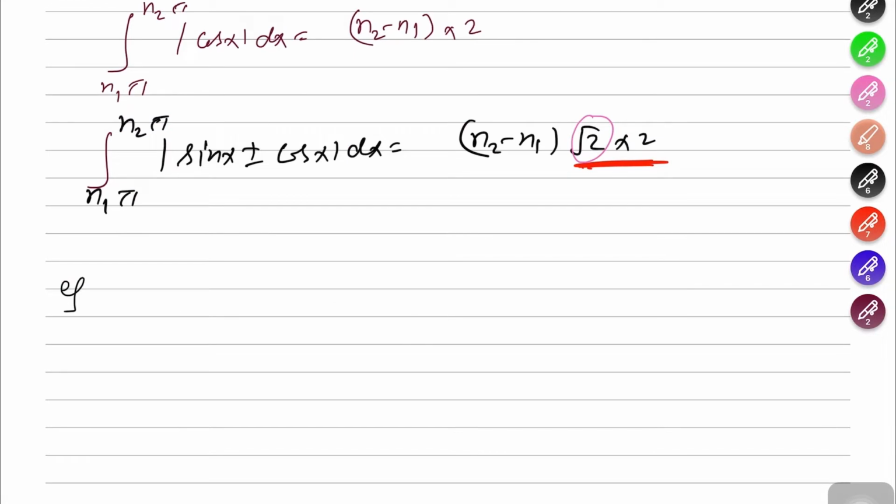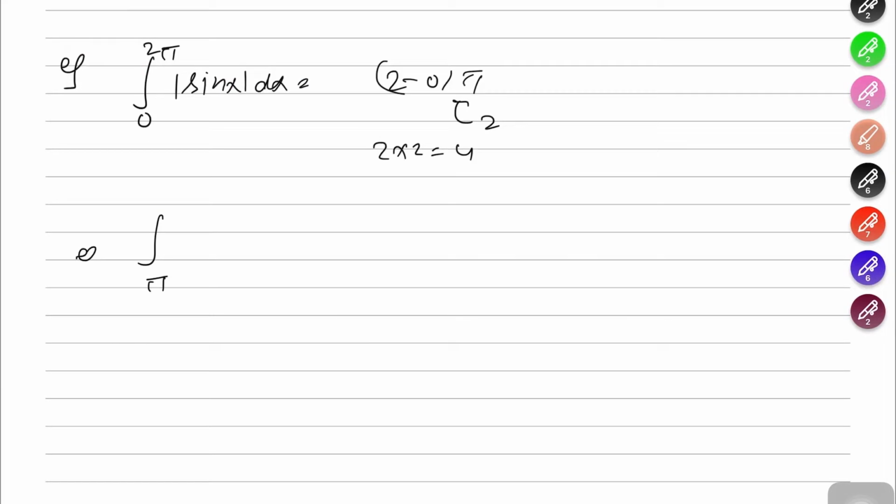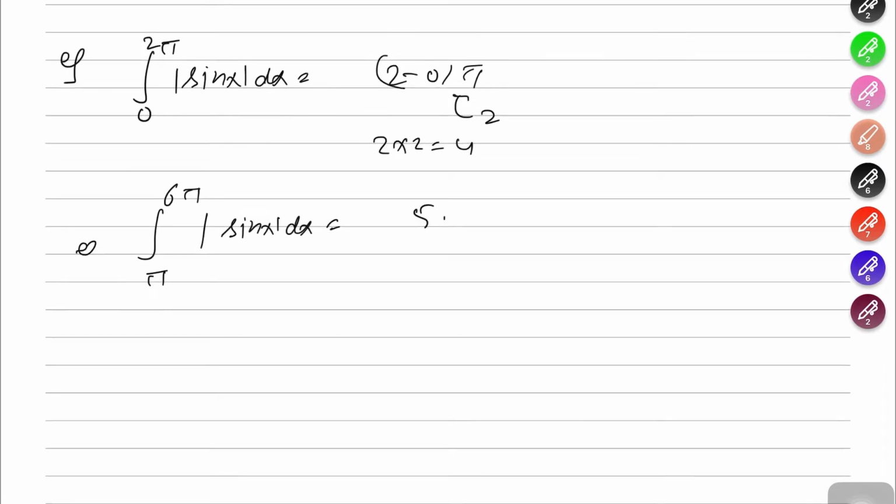Okay, so let's say we have 0 to 2 pi of mod sin x dx. That is 2 minus 0, and this pi represents 2, so that means 2 into 2, which is equal to 4. Let's take one more example. Suppose pi to 6 pi of mod sin x dx. So that means 6 minus 1 is 5, into 2. The answer is 10.